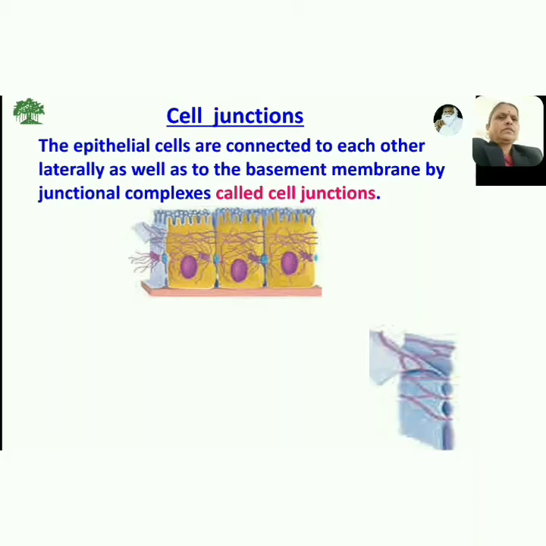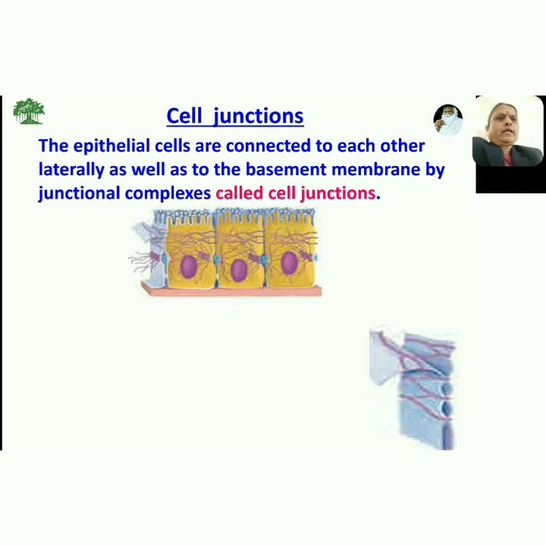Hello students, now we are going to study cell junctions. See here, cell junctions diagram. The epithelial cells are connected to each other laterally as well as to the basement membrane by junctional complexes known as cell junctions. They are present in between the cells. Epithelial cells are connected to one another by means of cell junctions.